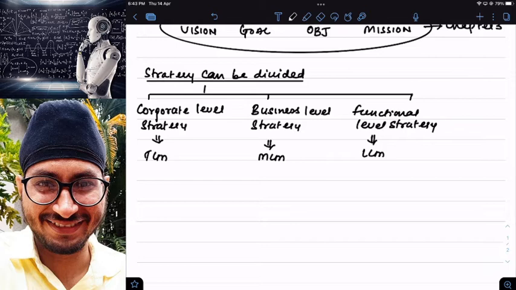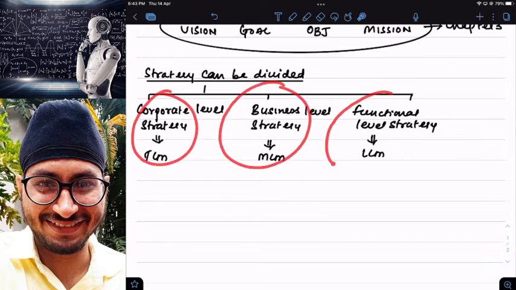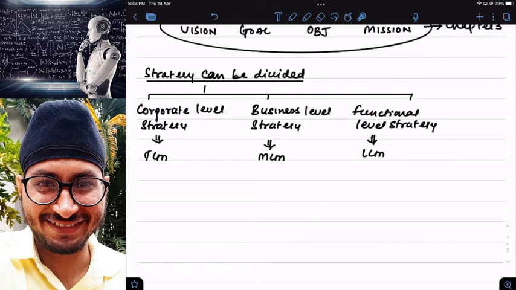Clear? I repeat, how many types of strategies we have? Three types: corporate level strategy, business level strategy, functional level strategy. Strategy related to top level management, corporate level. Strategy related to middle level is business level. Strategy related to lower level is called functional level strategy. Clear? Next. Tell me, if Mukesh Ambani is preparing a strategy, then it comes under which level of strategy? Corporate level, business level, or functional level? Obviously, it will be corporate level strategy, top level management.